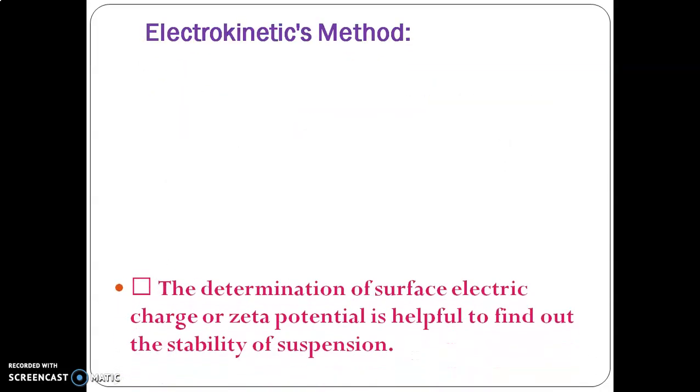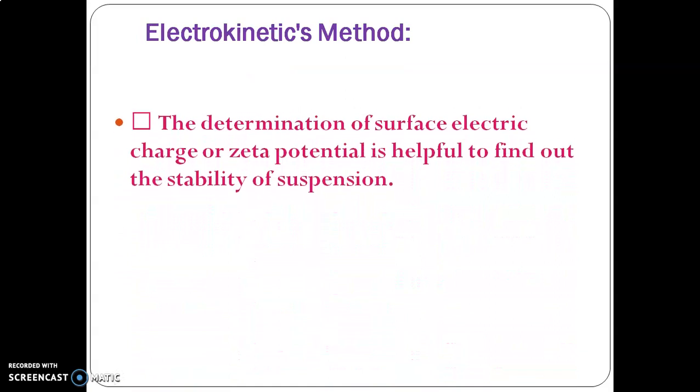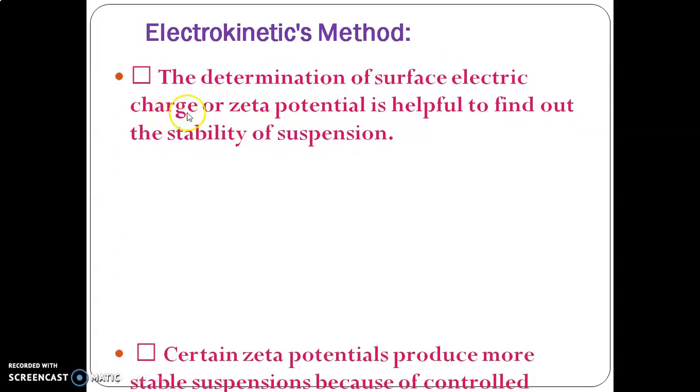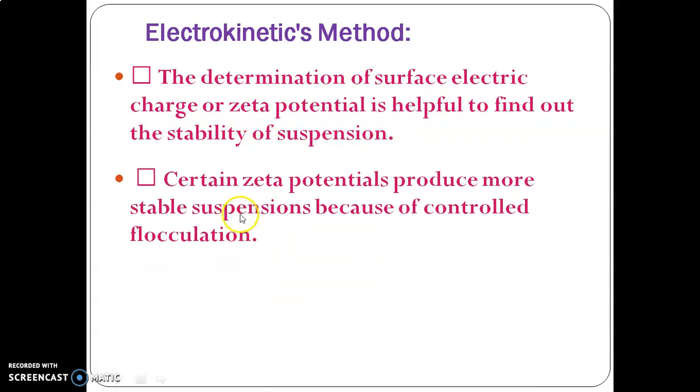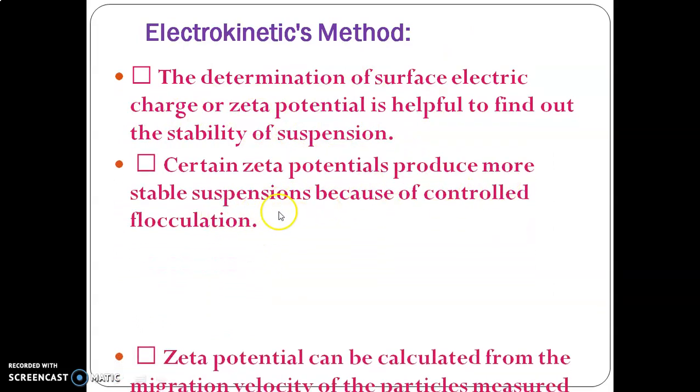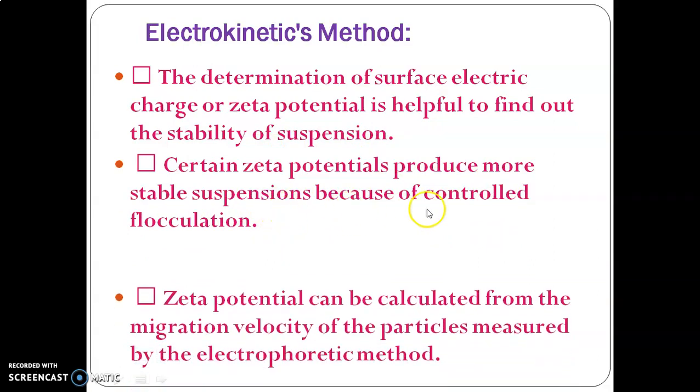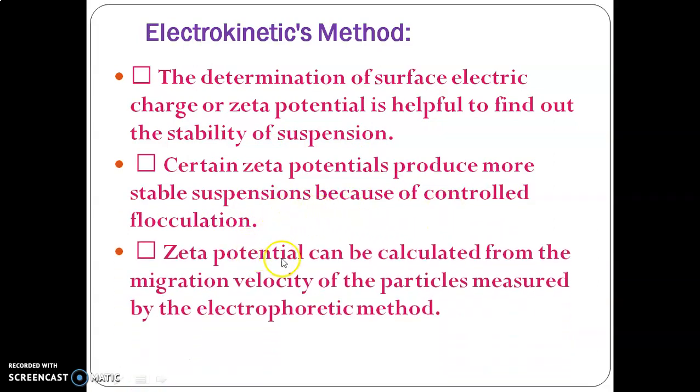Third method is the electrokinetic method. In this method, the surface electric charge or zeta potential is measured to find out the stability of the suspension. A certain zeta potential produces a more stable suspension because of controlled flocculation, and zeta potential can be calculated from the migration velocity of the particles measured by the electrophoretic method. So remember, in the electrokinetic method, the zeta potential, that is the surface electrical charge on the suspended particle, is measured.